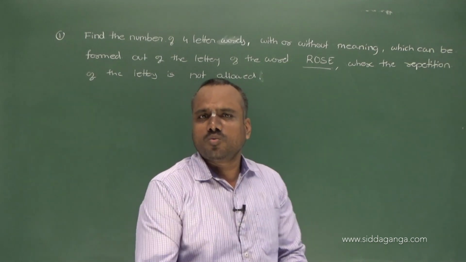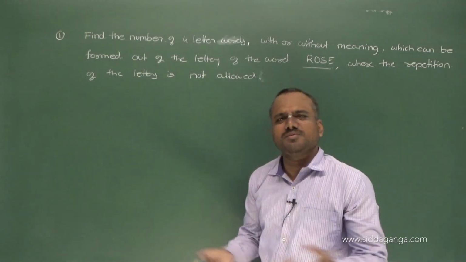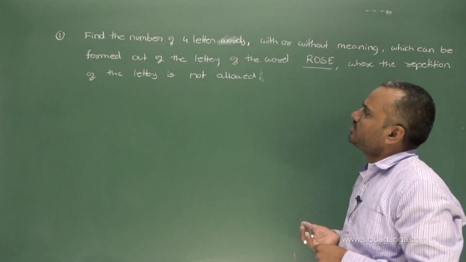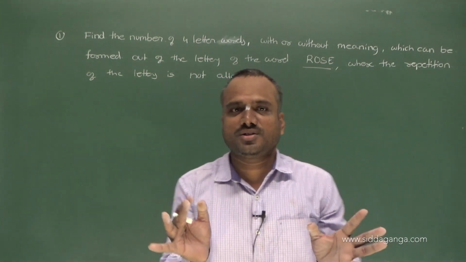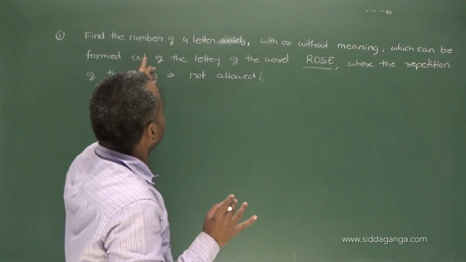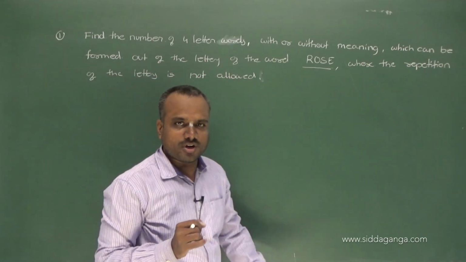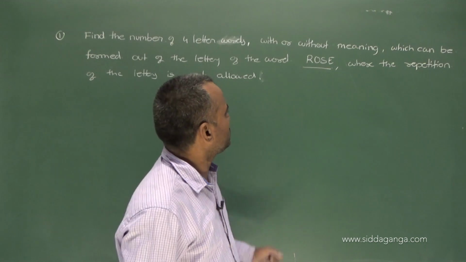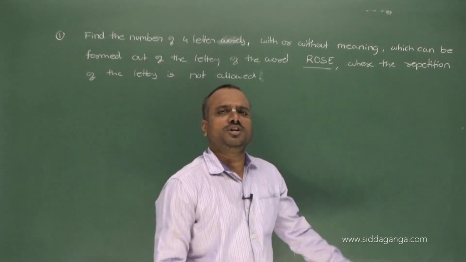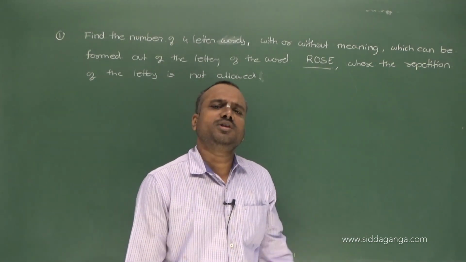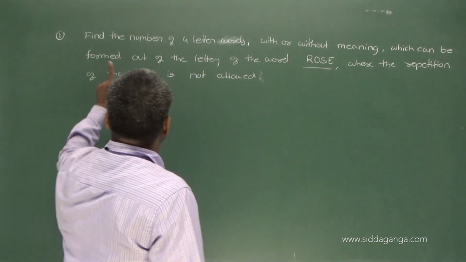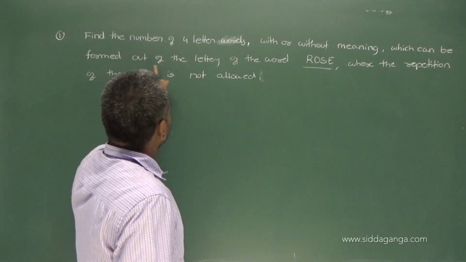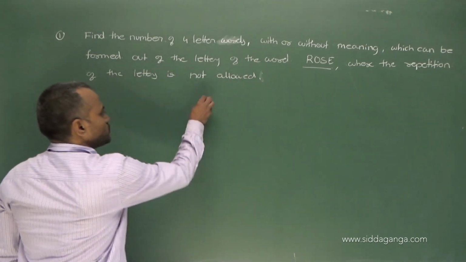This is the first word example problem. Very simple problem. Find the number of 4-letter words. We have to arrange 4-letter words with or without meaning. If they are given meaning, okay, no problem. If they are not given meaning, that also is no problem, which can be formed out of the letters of the word rose.